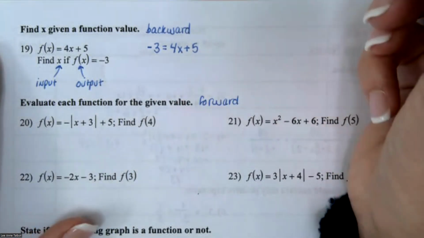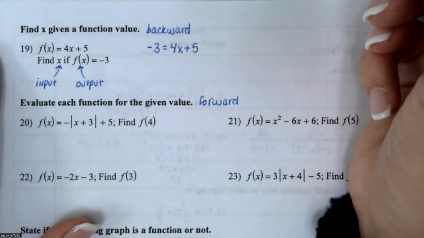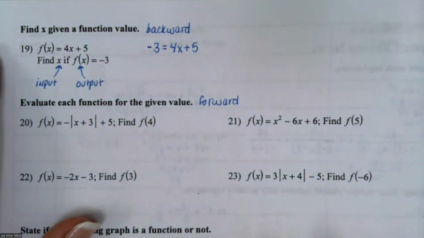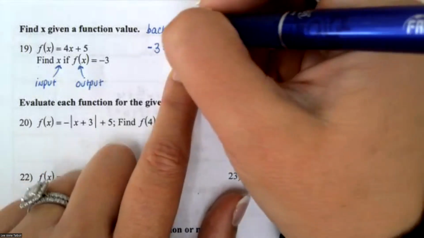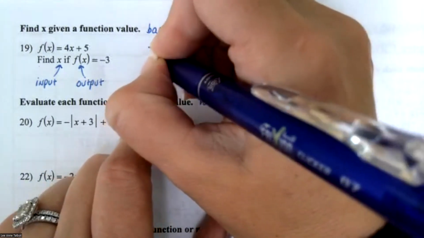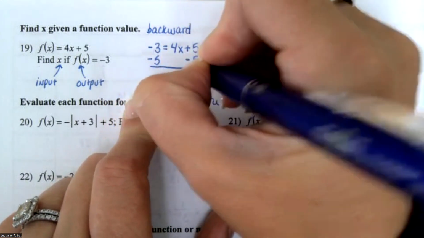This would be a great problem for your note card, just saying. Just so that you can note the difference between the forward and backward. So when we have a backward one, we don't plug it in, we equal it, and then we use our inverse operations to solve for x.